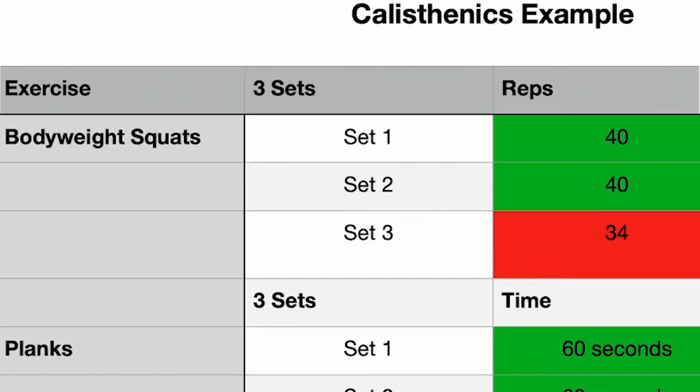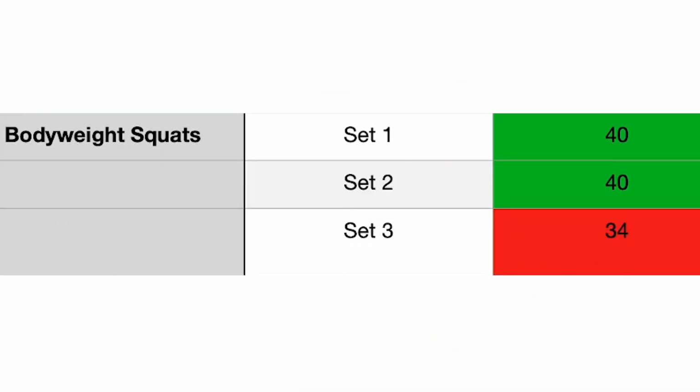And so let's just say you got the 40 for set 1 for bodyweight squats. Set 2 you did 40 again. By set 3 you dropped, you could only do 34. Now another thing I want to add is when you don't hit the mark on set 3, that's actually a good sign. If you hit it on the first 2 and you didn't hit it on the third, you're in the right amount of reps.